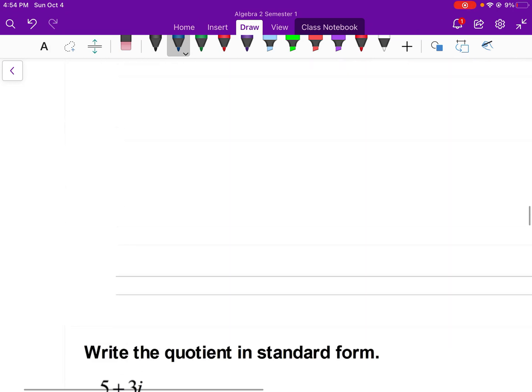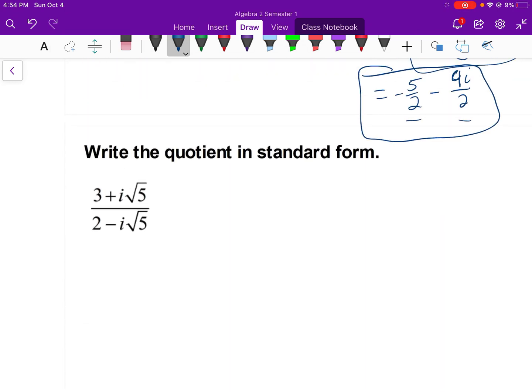Okay, so doing another quotient. We're going to multiply again by the conjugate, which in this case would be 2 plus i root 5. I have to do it to both top and bottom. A little more complicated. Now we're going to get those square roots in there, but we can deal with that.